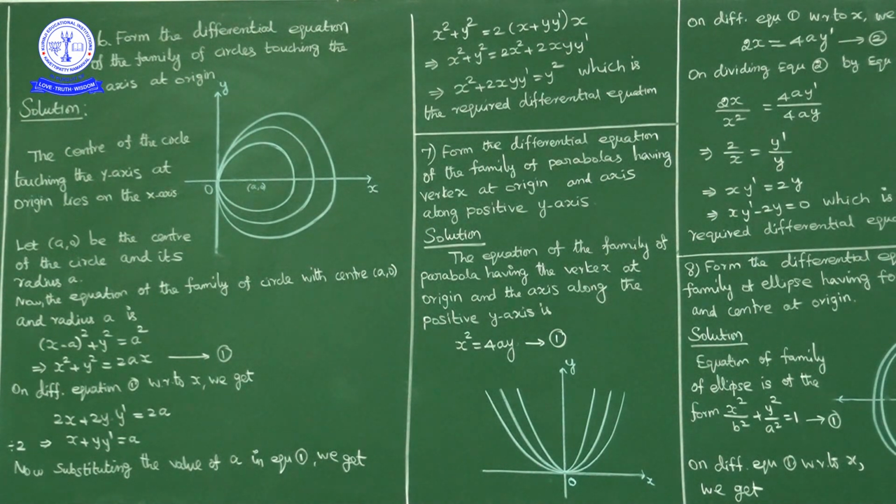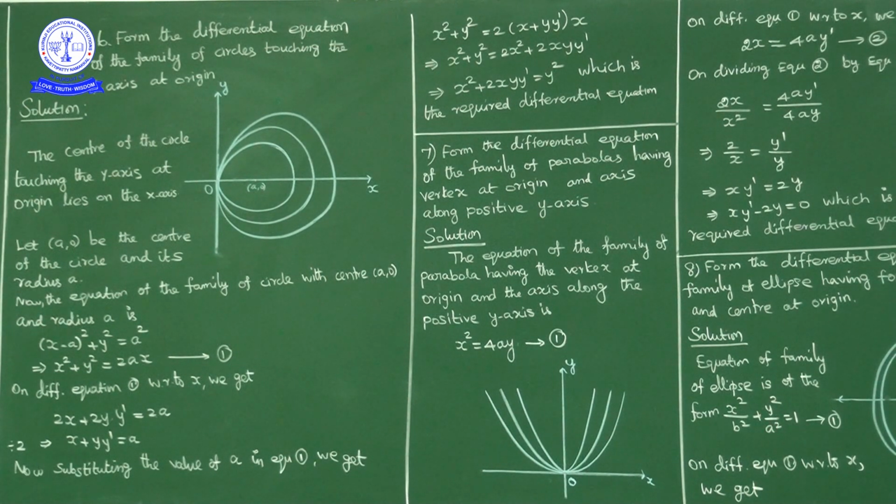Okay, next question, form the differential equation of family of ellipse having foci on y-axis and center at origin. 8th question, form differential equation of family of ellipse having foci on y-axis, center at origin. Okay, so here family of ellipse is of the form x square by b square plus y square by a square is equal to 1.